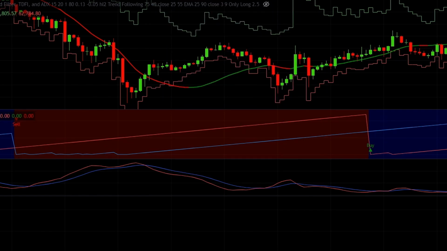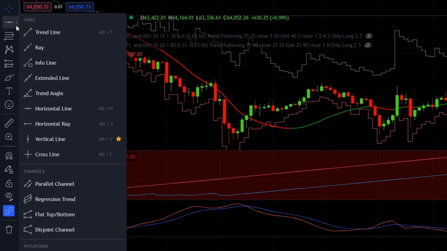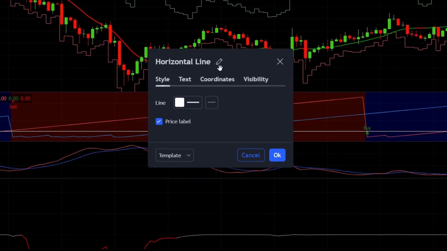Also, we will need to add a horizontal line to it, so go to the left side, open up this menu and find the horizontal line tool. Click on it and paste it on the top bottom indicator. Make sure that its coordinates are set to 1.